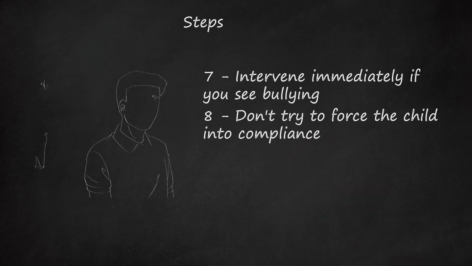8. Don't try to force the child into compliance. Some aides don't understand how to handle an autistic child, so they decide to simply force them to do things because it's easy. However, this is damaging to the child's emotional development. Children should never be forced to do things against their will. Disability is not an excuse for taking control of someone else's body.